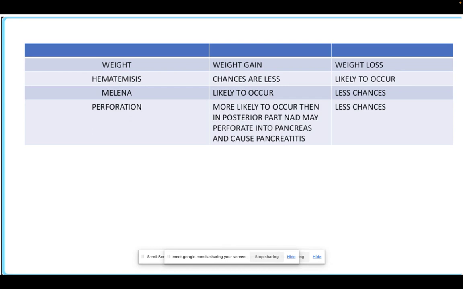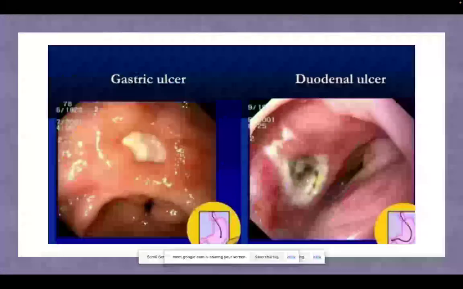The chances of hematemesis in duodenal ulcers are less. The chances of hematemesis in gastric ulcers are more. Melena usually occurs in duodenal ulcers, whereas chances of melena in gastric ulcers are less. Duodenal ulcer is more prone to perforate and can cause pancreatitis. The perforation of gastric ulcer is less.